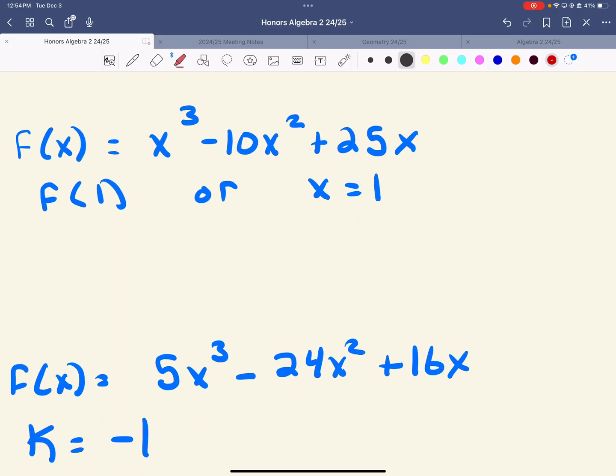So let's look at a couple. We'll look at 3 examples. So we've got x cubed minus 10x squared plus 25x. We want to know what's the solution for f of 1, or x is equal to 1. So we're looking for the solutions, and we're going to use synthetic division to do this.